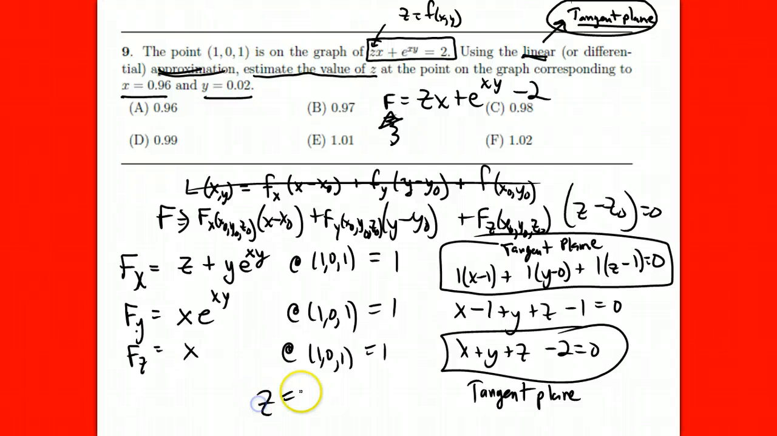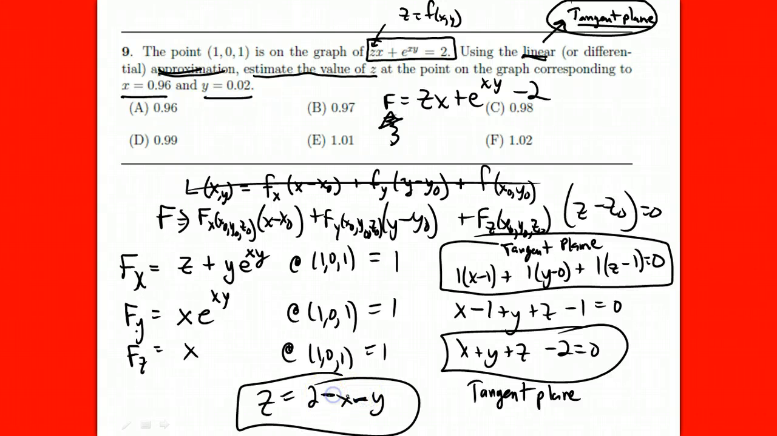z equals 2 minus x minus y. That's my tangent plane equation. 2 minus x minus y. That's what z is. I have an x, I have a y. I'm just going to plug right into here. I could have used this as well, though. That would have worked too.